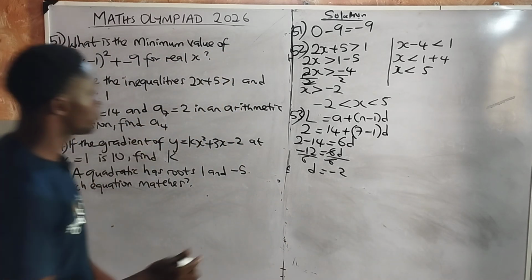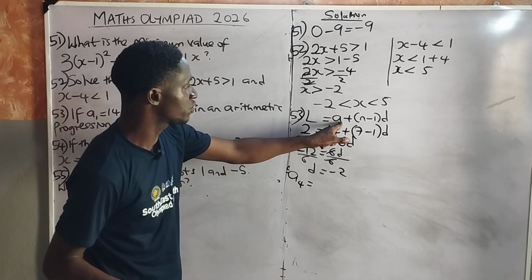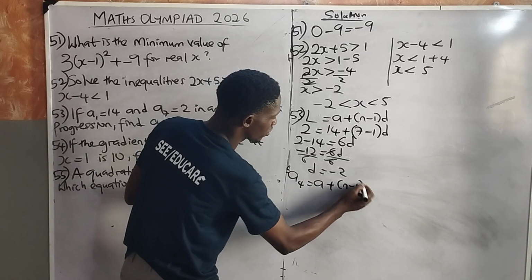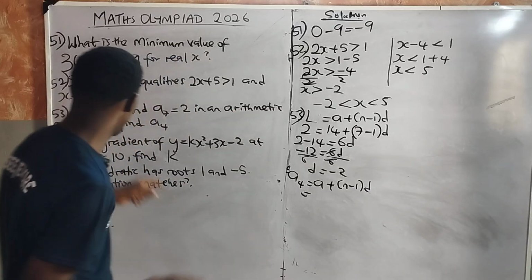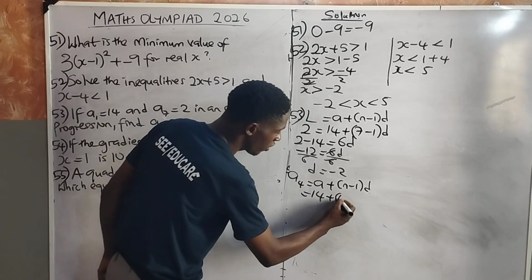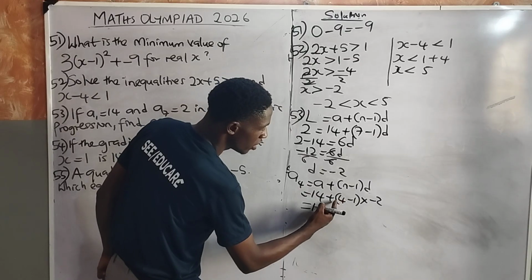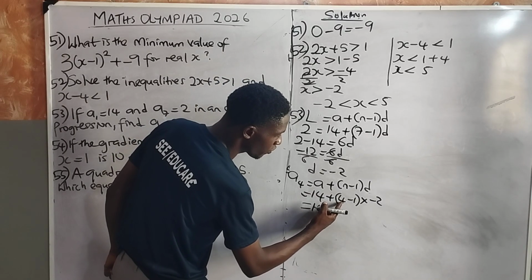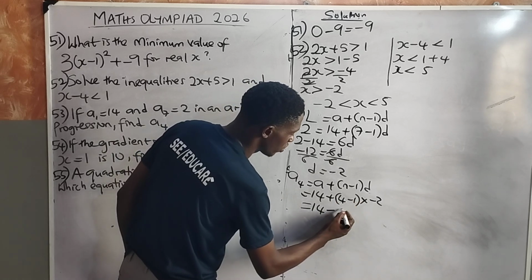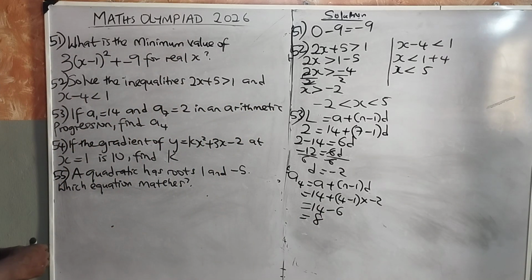They ask us to find A4, the 4th term. Using this formula, we are going to use A plus bracket n minus 1 D. Our A is the first term, which is 14, plus our n is the 4th term, which is 4, minus 1, times the common difference, which is minus 2. Then we have 4 minus 1 is 3. 3 times minus 2 is minus 6. So 14 minus 6 is 8. So our answer will be 8.